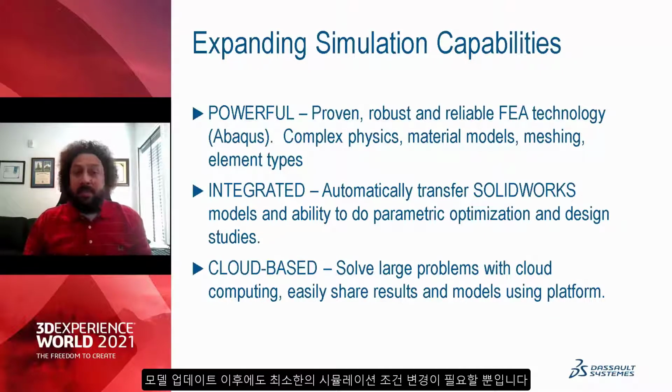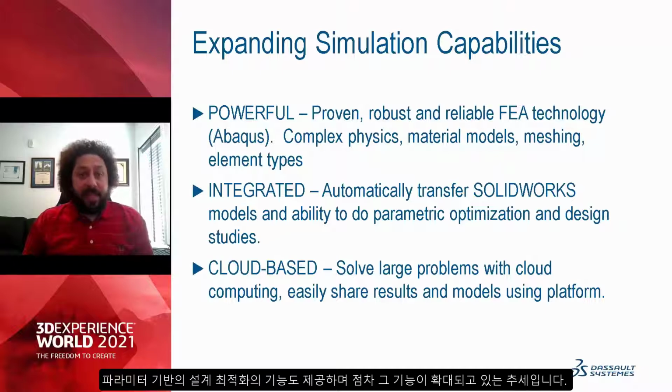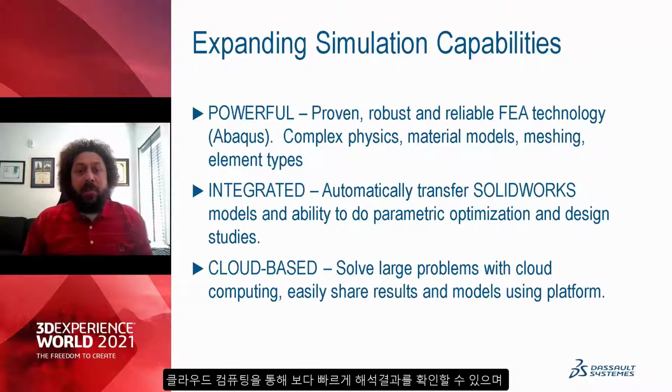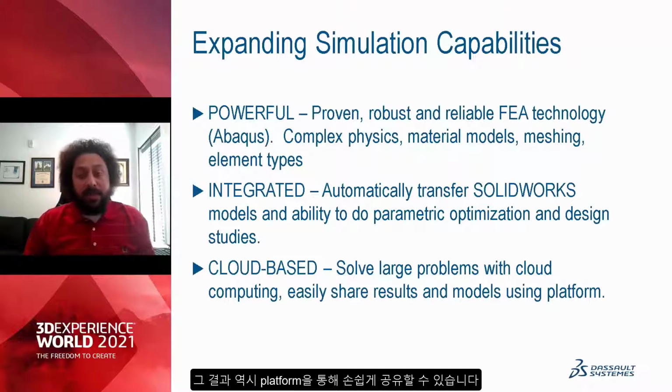The parametric optimization is out and released, and it's only going to get better, so you have the ability to do design optimization. And it's cloud-based. So if you want to leverage cloud computing and utilize the Abaqus Cloud to solve your problems much, much more quickly, that is also going to be available.